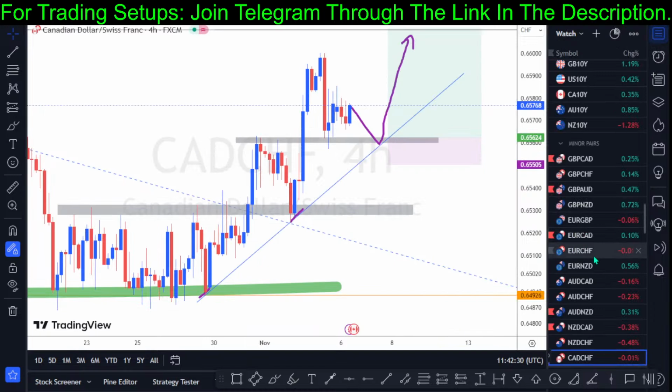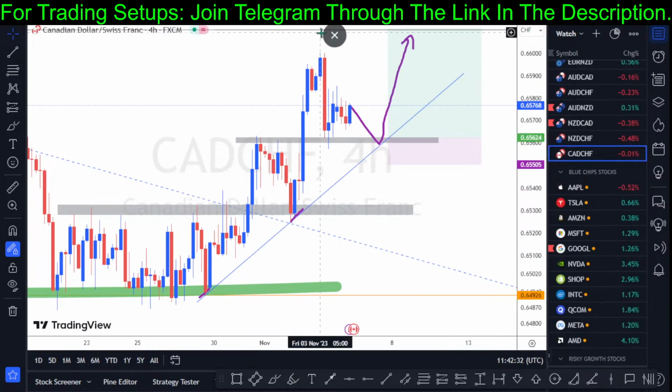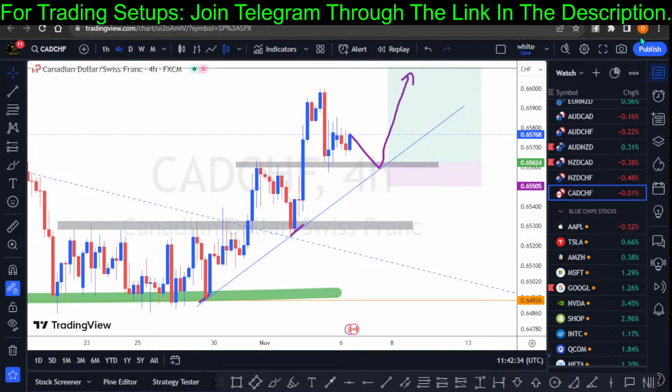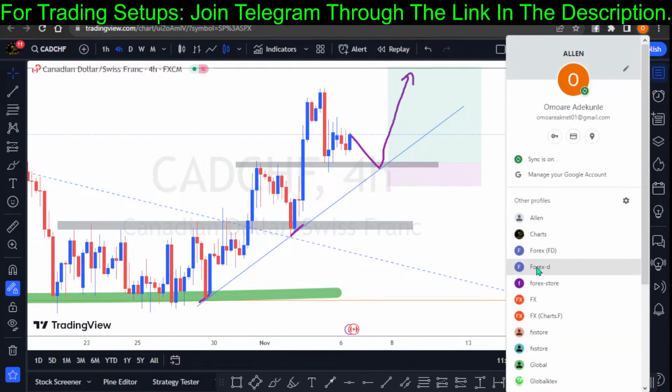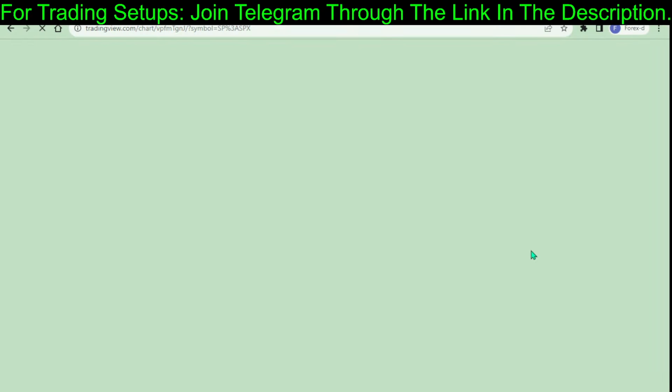So the next asset right here is US 30. Let's check out US 30. We have to open another chart.